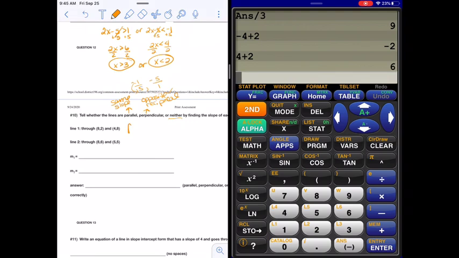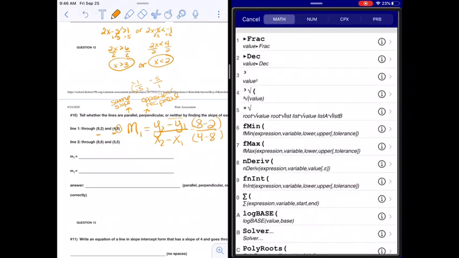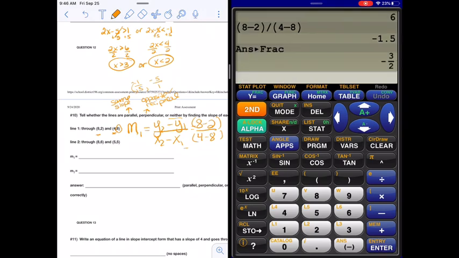So if we look at line 1, let's go ahead and find our slope. Remember, m means slope. So that's y2 minus y1. You subtract your y values and you subtract your x values. So 8 minus 2 over 4 minus 8. So plug that in, left parentheses, 8 minus 2 divided by your 4 minus 8. So math, enter here. So I get negative 3/2. That is your slope 1.